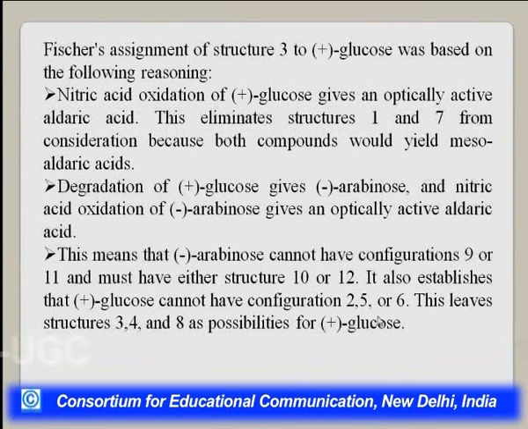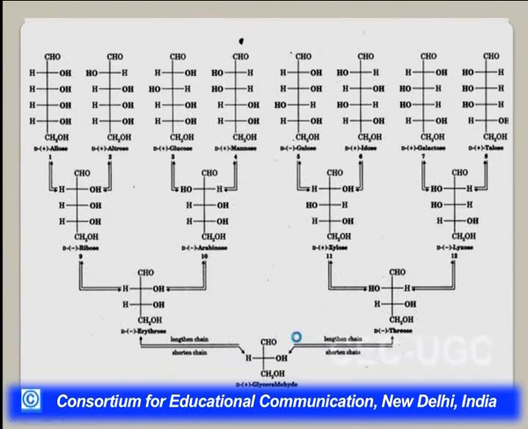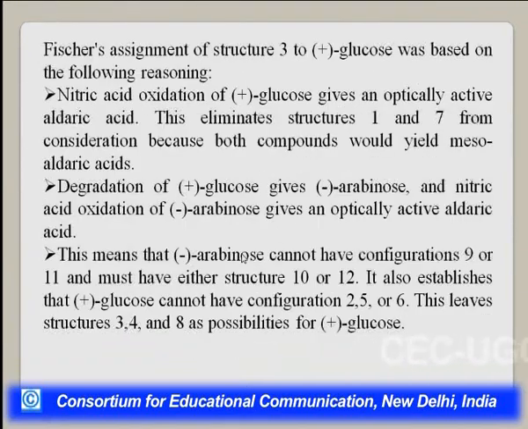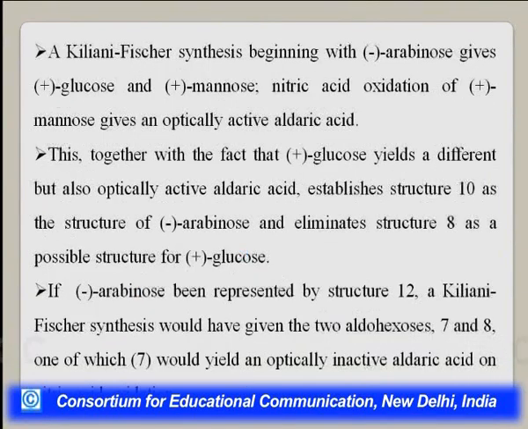And this leaves what? Only structures 3, 4 and 8 for the possibilities of glucose. If you see here, only 3, 4 and 8 will be left for the structure of glucose. We have discarded all these possibilities. A Kiliani-Fischer synthesis beginning with arabinose gives glucose and mannose. This we know, that when we are doing upgradation of arabinose, we will get glucose and mannose.